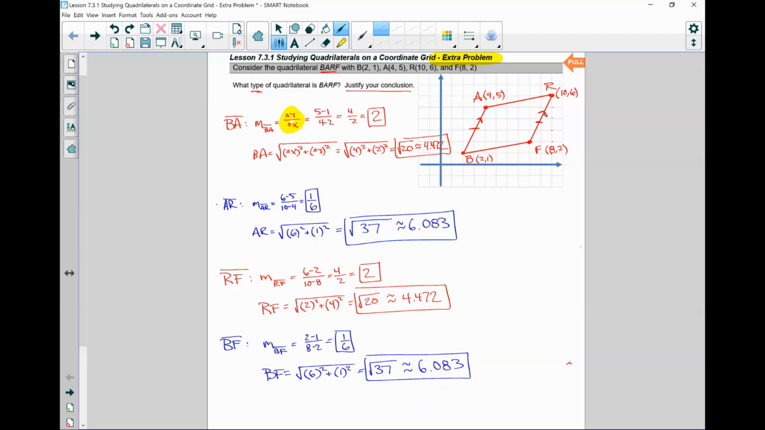Now let's turn our attention to the blue segments. So maybe I can even change these to blue. Now those segments match up with the blue calculations that I have. So let's take a look at what we have there. We have both the top segment AR and the bottom segment BF. They both have a length of the square root of 37, which is about 6.083 units. So I'm going to add congruent marks there. And they also have a slope of 1/6. They both have the same slope. That means those two segments are parallel.